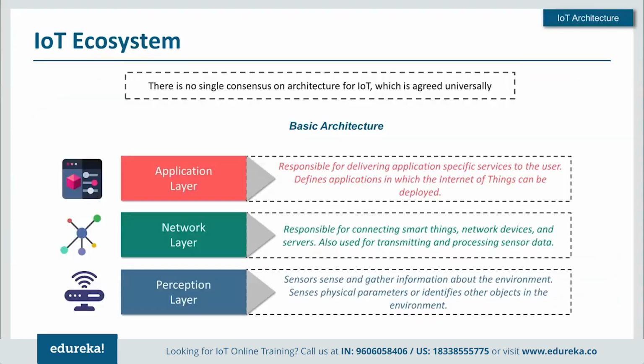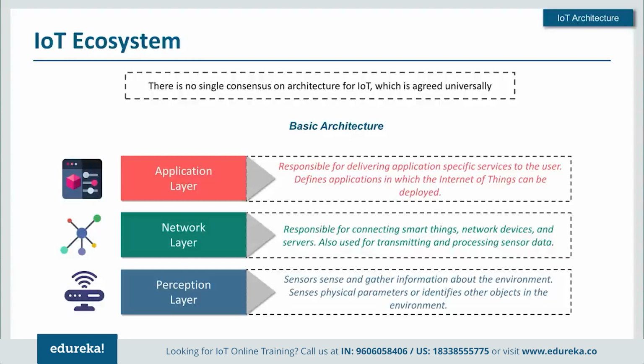When we come down to the IoT ecosystem, there's no single consensus, no single architectural design that is agreed upon universally, because each company, each organization, each user has different requirements. When we look at it, we can break it down to a simple three-level architecture wherein we have a perception layer where sensors gather information from the environment around it. Once this is done, it passes this information to the network layer. The network layer takes up the responsibility of transferring this data from the sensors to the next layer, which is the application layer.